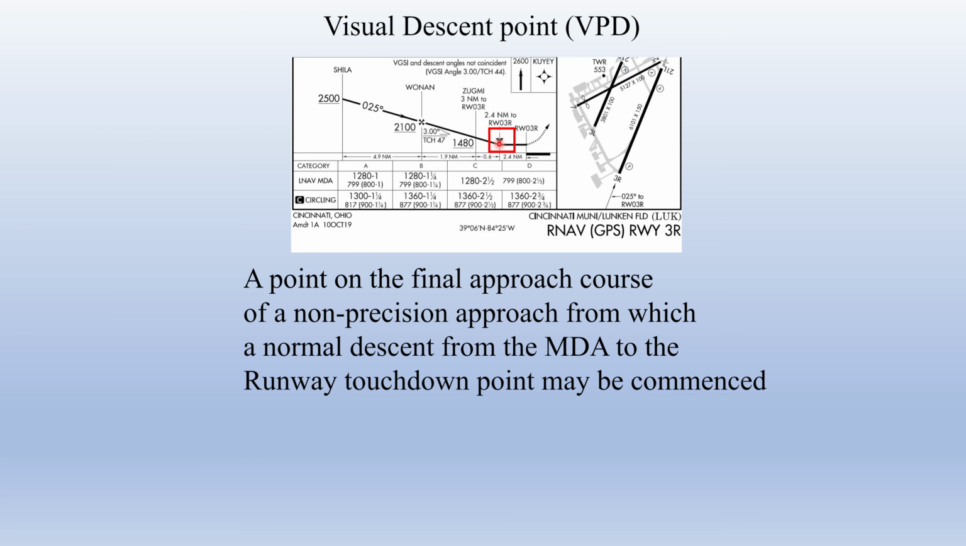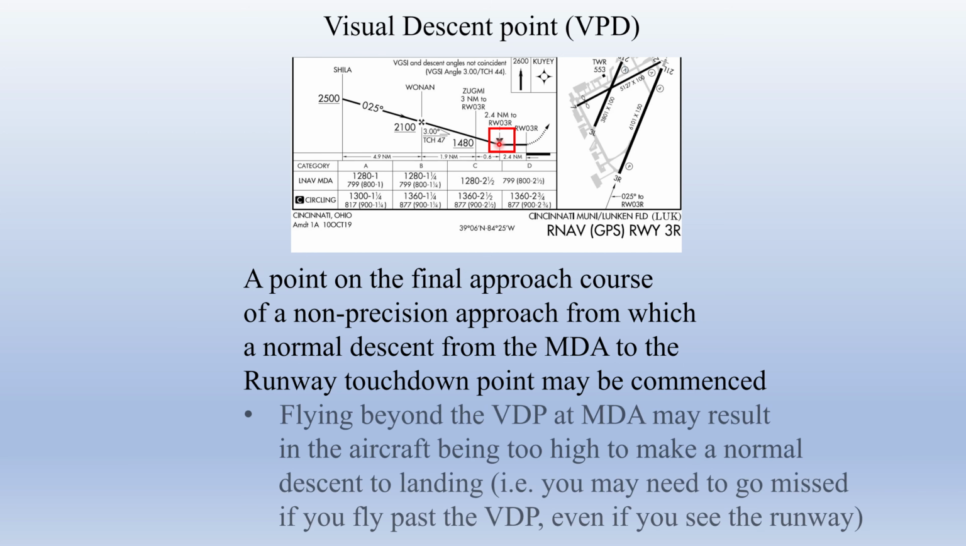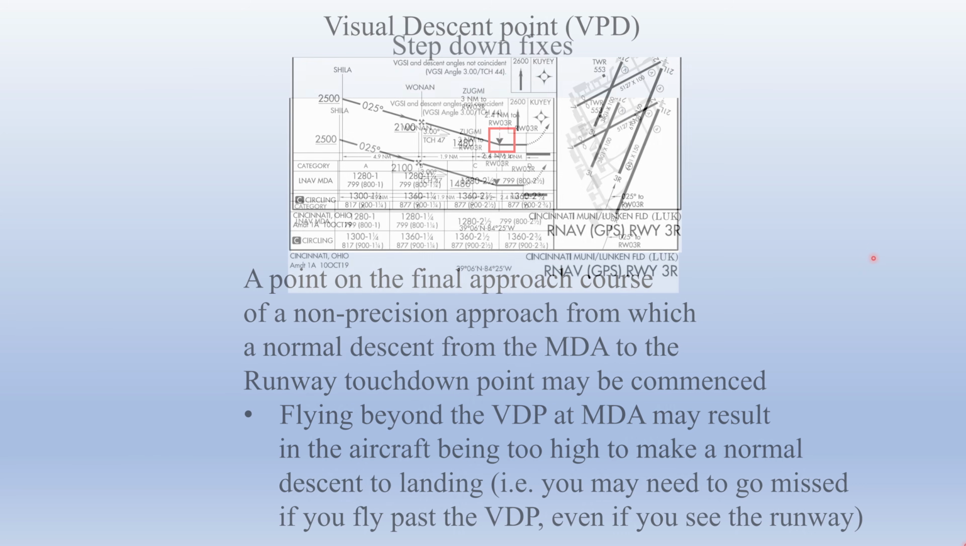The thing you need to be aware of with a VDP is that if you hit the VDP and you are at MDA and you don't see anything and you can't go any lower, as you get closer to the runway, even if you get it in sight, you may not be able to use a normal rate of descent to landing. In other words, you may be too high, and it may not be safe, even though you see the runway, to attempt to land from that position. So if you get beyond the MDA, just be aware that you may be too high, even if you get the runway in sight, to do a normal landing, and you may still have to go missed approach.